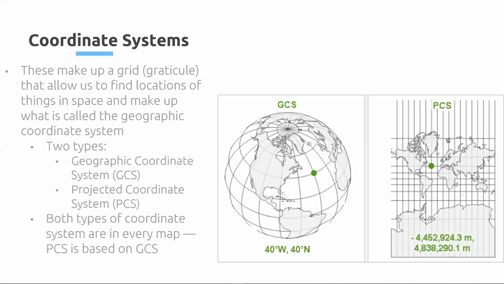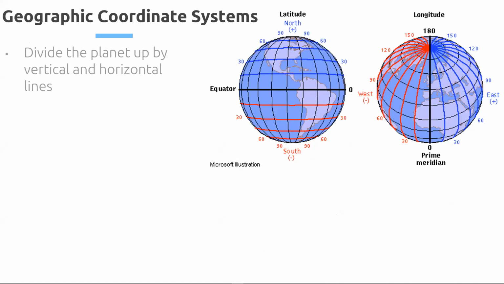And basically, every projected coordinate system is based upon a geographic coordinate system. For the geographic coordinate systems, the way it works is you first divide up the planet based upon vertical and horizontal lines. Once you overlay that grid, it'll have two different kinds of lines that make up the grid. It'll have latitude lines, which go east to west, and longitude lines, which go north to south.